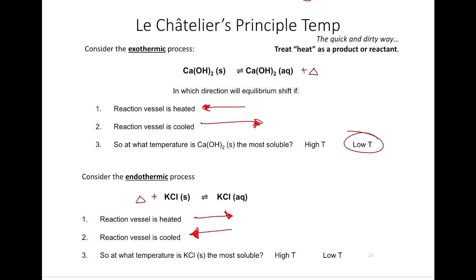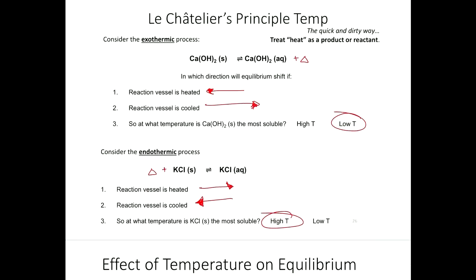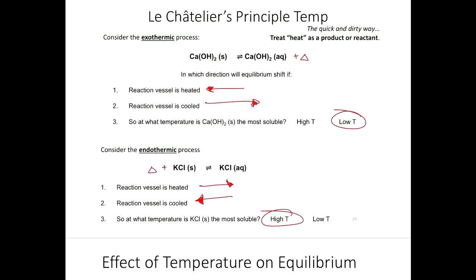So what can we say about the solubility of potassium chloride? It is more soluble at what temperatures? High temperatures. And that's typical for salts, like sugar. If you wanted to make a really sugary syrup and dissolve all those crystals, typically you heat up the water you're using to get more of it to dissolve. So that matches our intuition. That's the quick and dirty way to predict how equilibrium shifts with temperature.